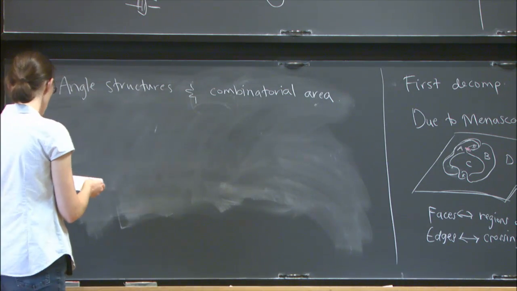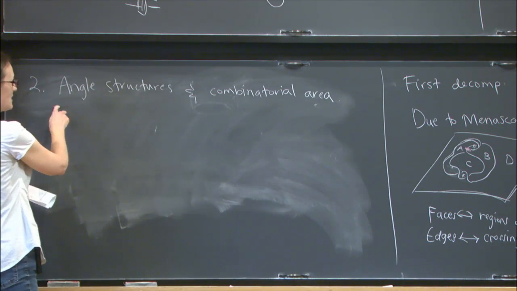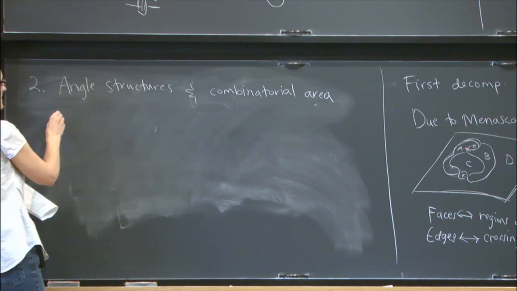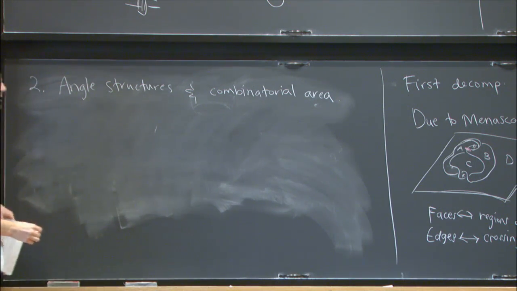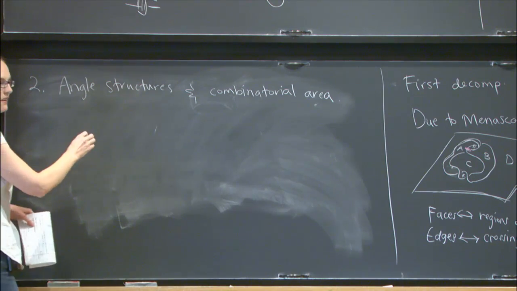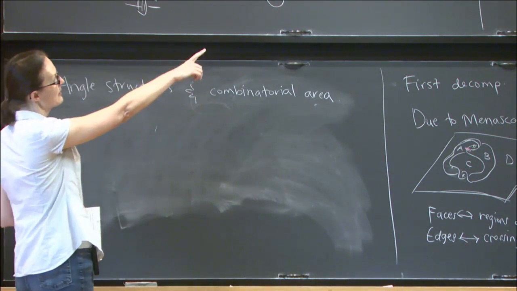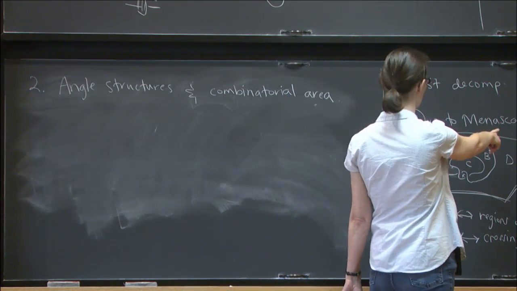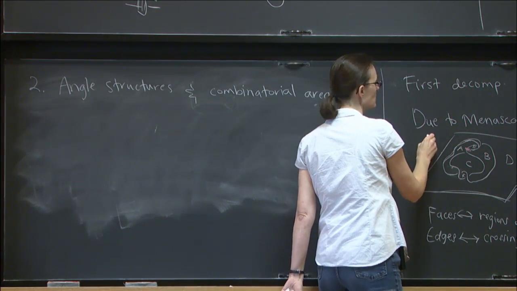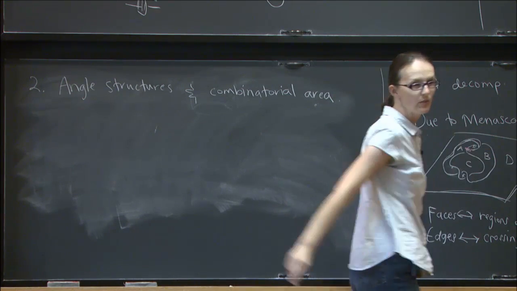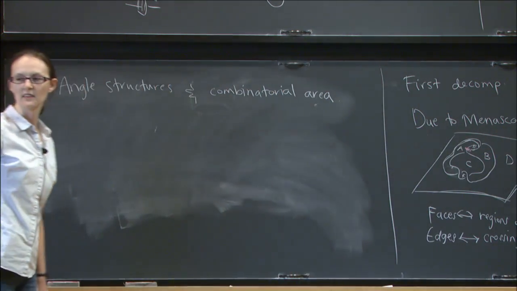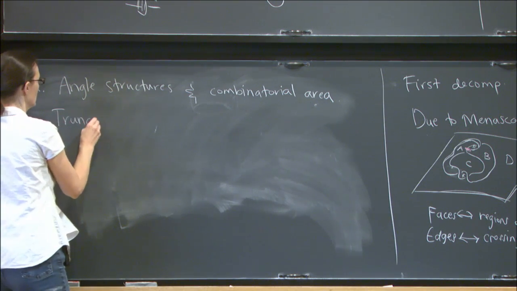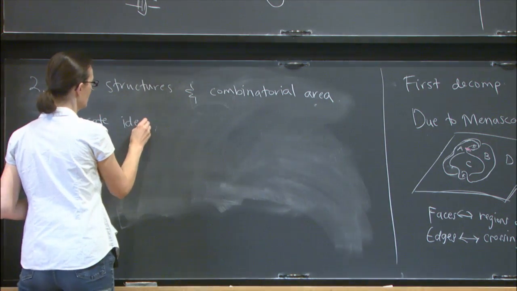Okay, so in order to put an angle structure on these things, the first thing we're going to do is talk about truncated vertices. So all of my vertices, in this Monasco decomposition and in these fully augmented polyhedra, are ideal. So let's truncate ideal vertices.